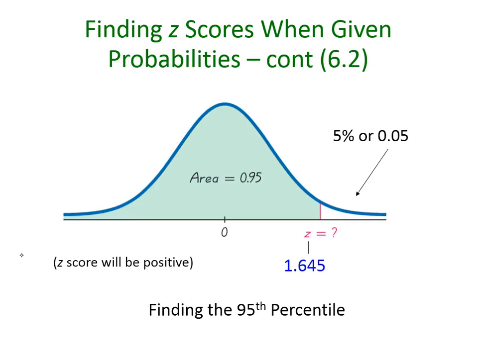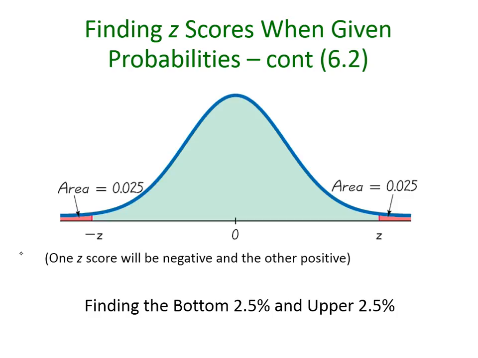So notice our z-score is positive as we're finding that one. If, on the other hand, instead of just trying to find the top 5%, I want to know where those two extremes are that give me 95% of the values in the middle, what's the cutoff of where you're the most extreme to be 5% on each one of those ends? So if I want to find the bottom 2.5% and the upper 2.5%.